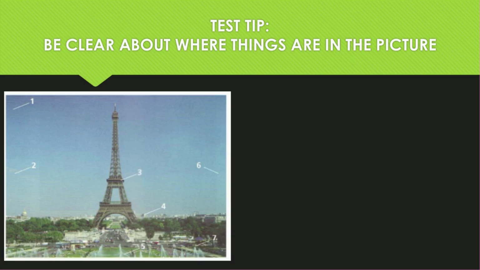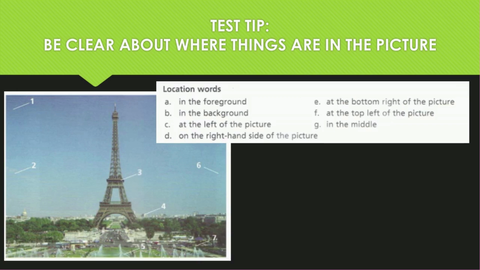Now for practice, we have this image and we're going to match these numbers to the location words that we have on the list. We have letter A in the foreground, B in the background, C at the left of the picture, D on the right hand side of the picture, E is at the bottom right of the picture, F at the top left of the picture, and G in the middle. So this side of the image would be at the top left of the picture. Now take a look at number 2 and try to choose from the location words that we have in here. And the answer is at the left of the picture.